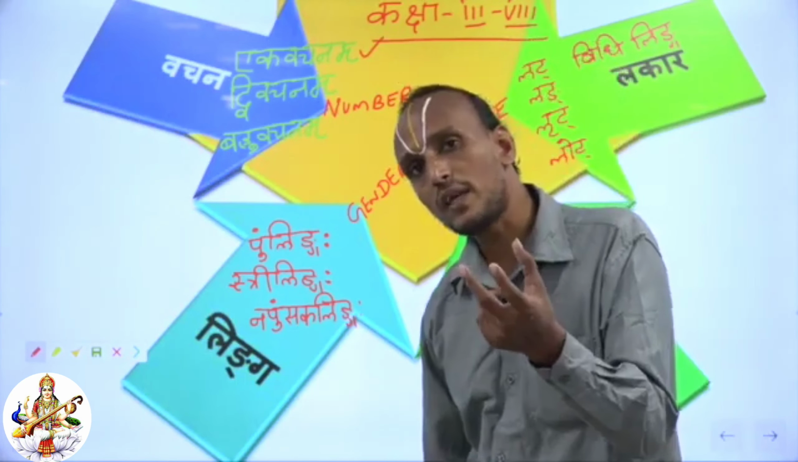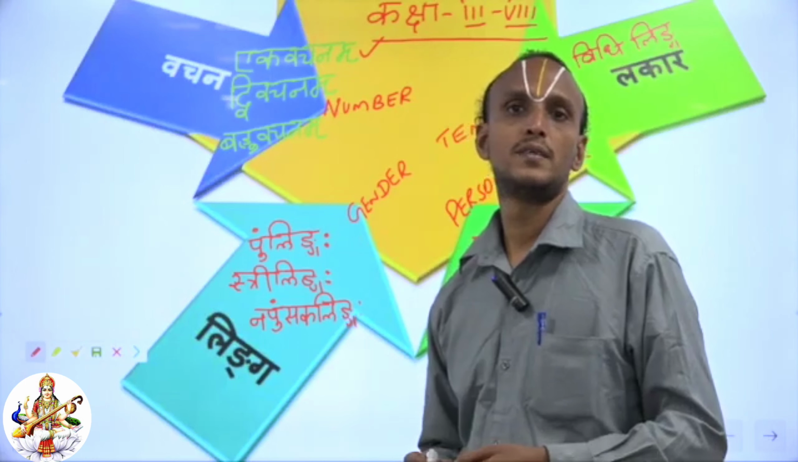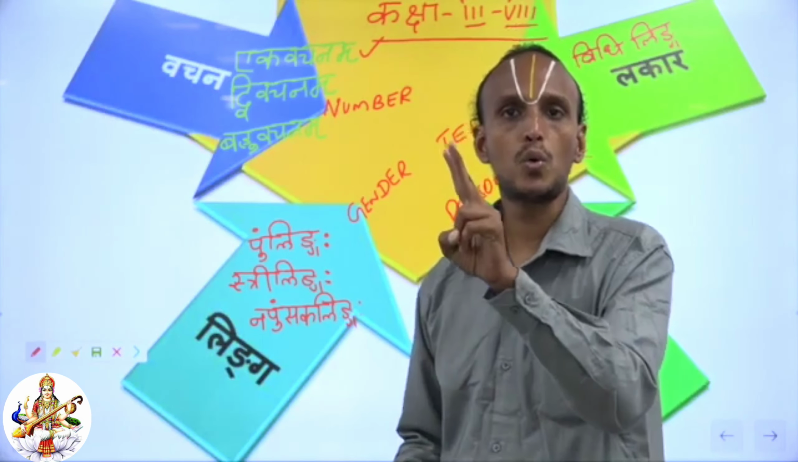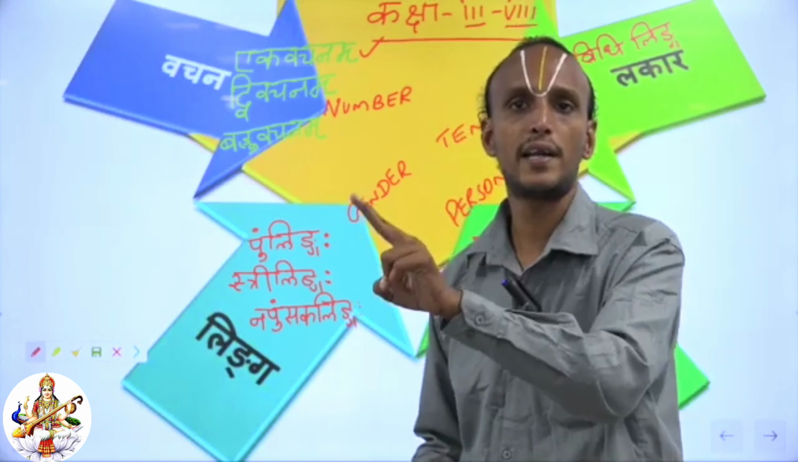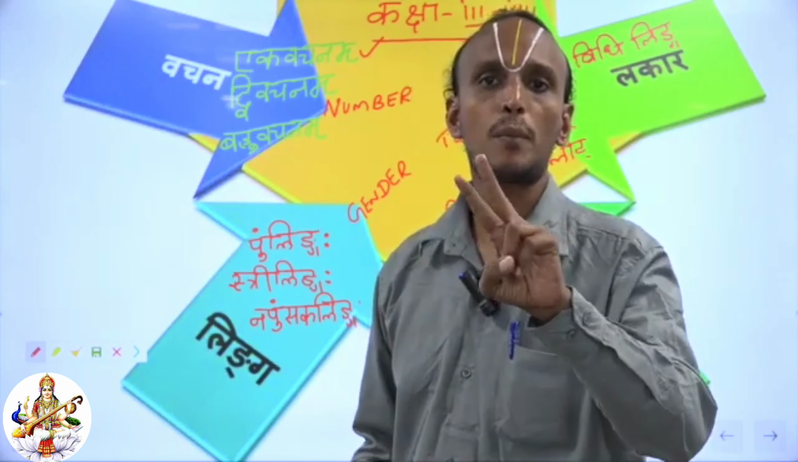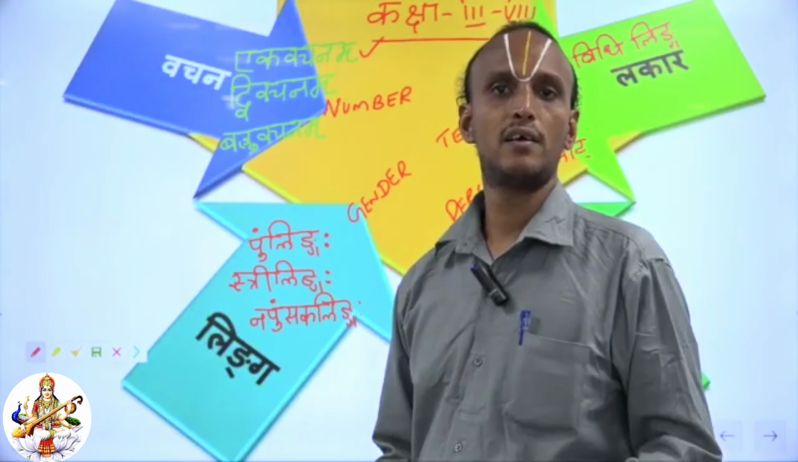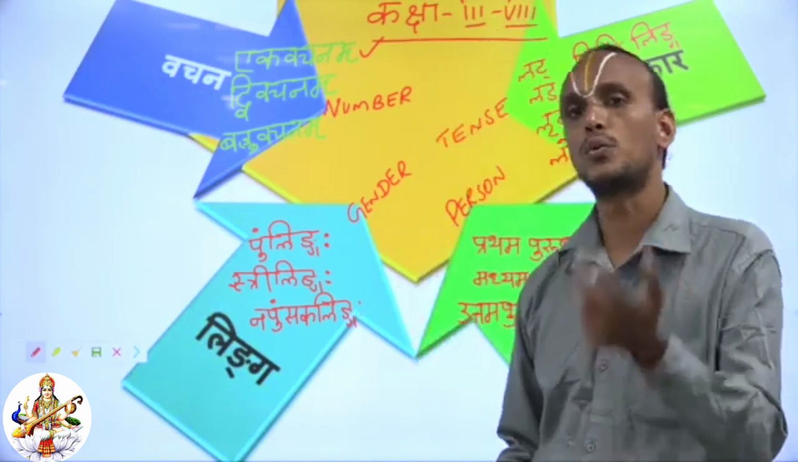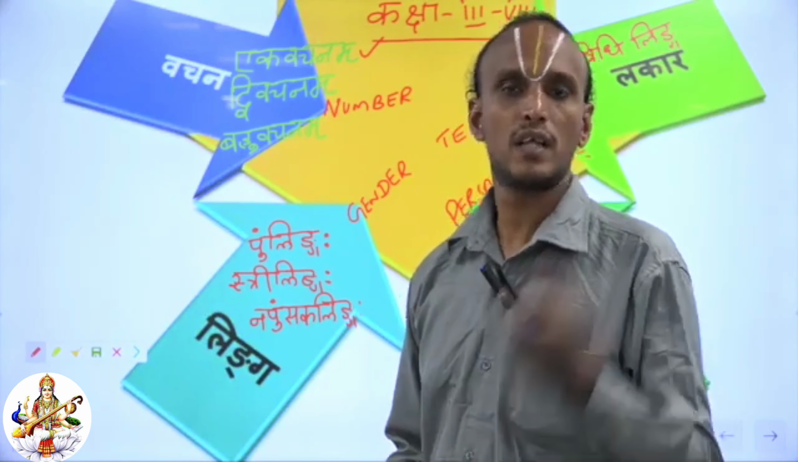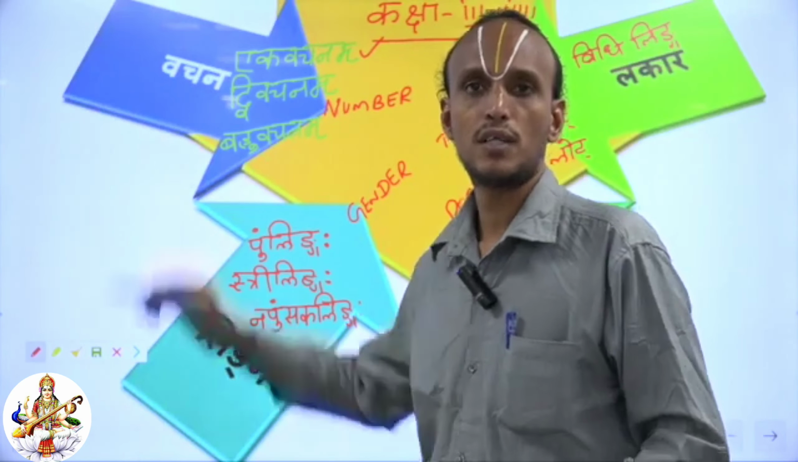When we will use Dvi Vachanam: Ramau Pathataha, two Ramas are reading. Ramau Likhataha, two Ramas are writing. So, if two persons are doing some work, then you have to use Dvi Vachanam.